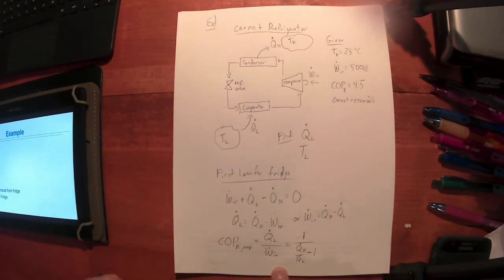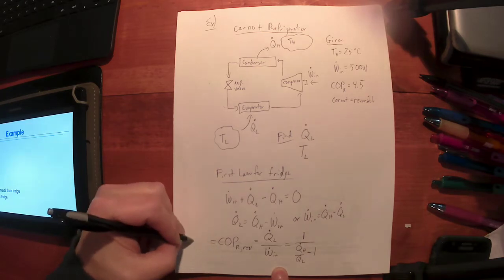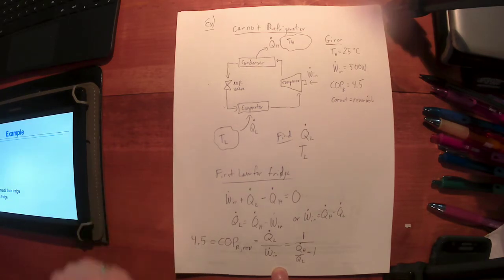Right? Well, I know the COP. That was given to me. They said it's 4.5. So I know this quantity. I can use this to find Q dot L, or I can use it to find Q dot H, or I can use it to find any of those.